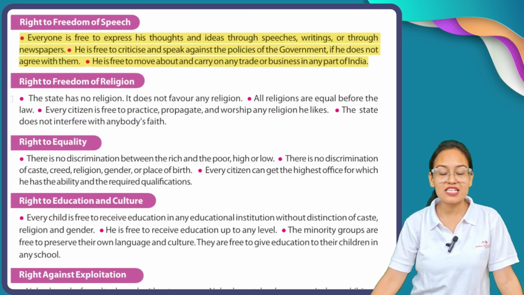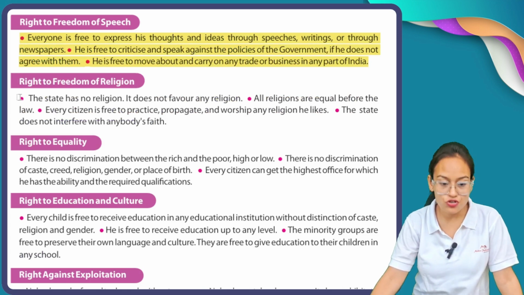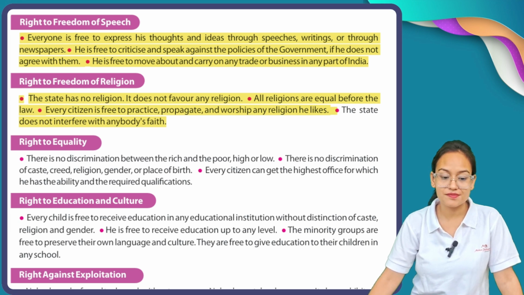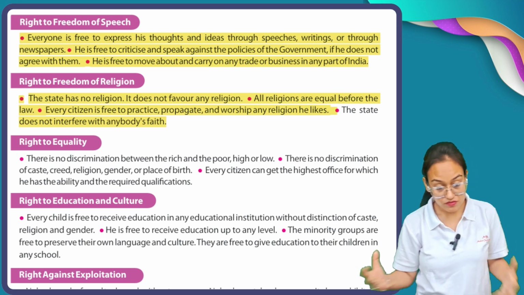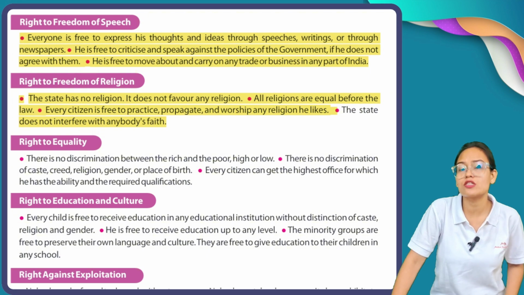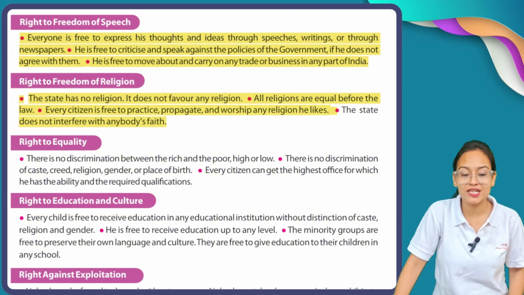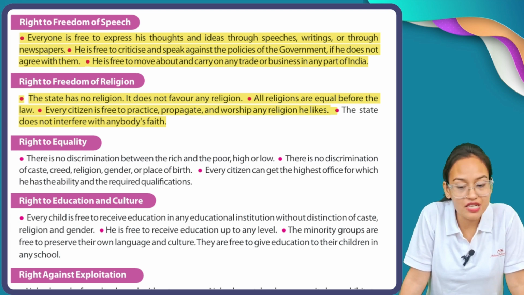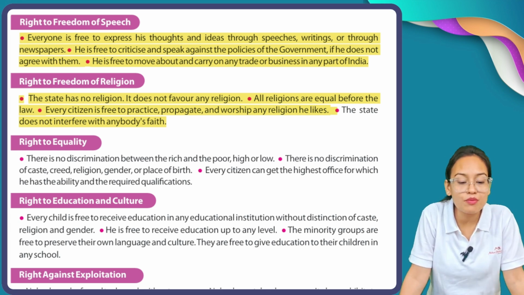Now, the next fundamental right given by the Constitution of India is the right to freedom of religion. After freedom of speech, we also got freedom of religion. The state has no religion. It does not favor any religion. All religions are equal before the law.